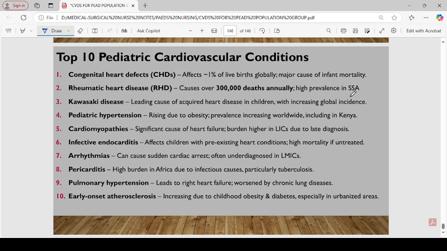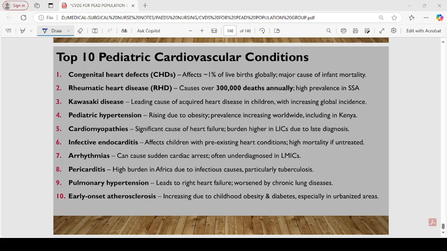So, ladies and gents, you should know that congenital heart diseases affects almost 1% of live births globally, and it's a major cause of infant mortality. The rheumatic heart diseases, this one causes about 300,000 deaths annually, and it has highest prevalence in sub-Saharan Africa. Kawasaki disease is the leading cause of acquired heart disease in children with increasing global incidence. Pediatric hypertension is rising due to obesity, prevalence increasing worldwide, including our country, Kenya.